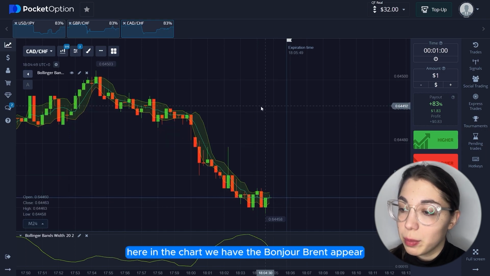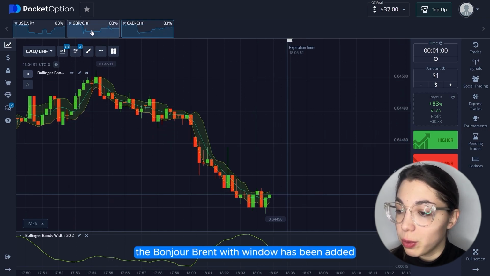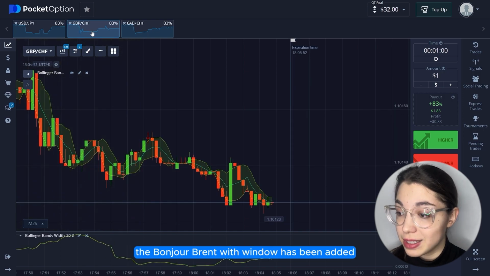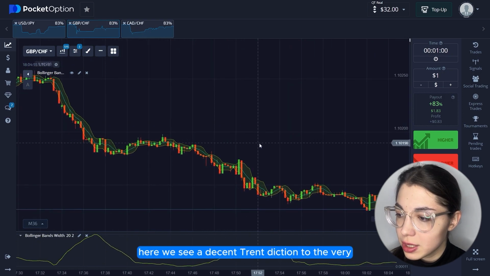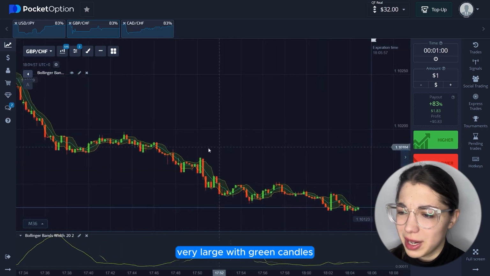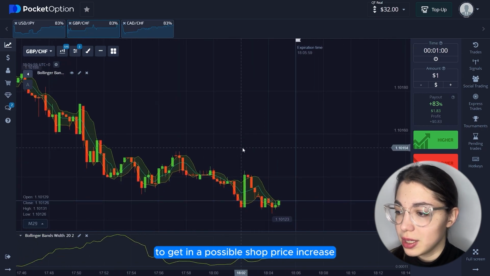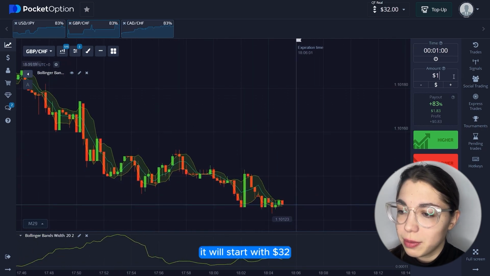Here in the chart we have the Bollinger Bands appearing, and at the bottom the Bollinger Band width window has been added. Here we see a decent trend. Additionally, there are very large green candles indicating a possible sharp price increase. Today we'll start with $32.